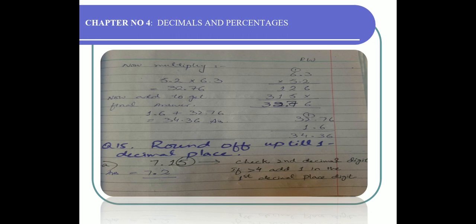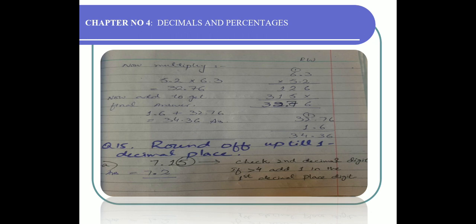Now multiply the numbers. The next step is 5.2 multiplied by 6.3. Simply multiply it as I have done in the rough work. Now add to get the final answer: 32.76 plus 1.6. Add it, and you will come to know the answer.